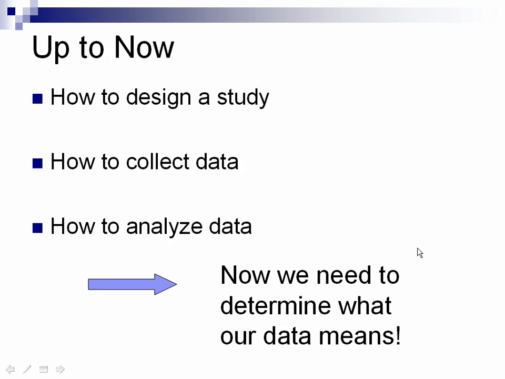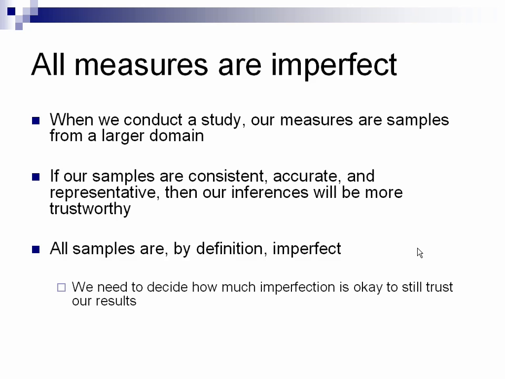All right, gang, this is the very last part of Chapter 2. Up to now, we've been talking about how to design a study, how to collect data, how to analyze data, but now we need to know what all of our data means. To do this, we need to understand a couple of things.